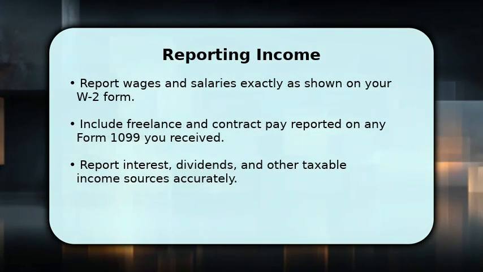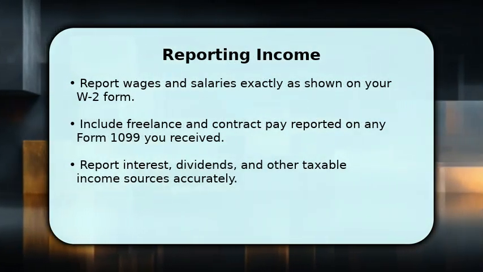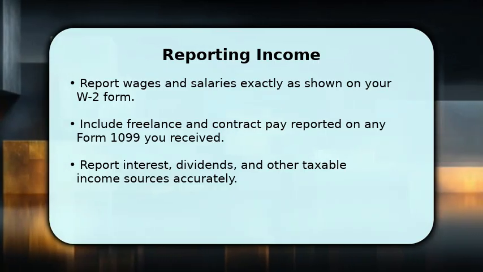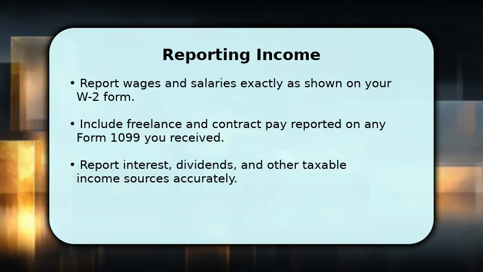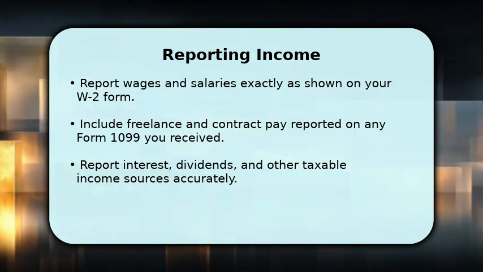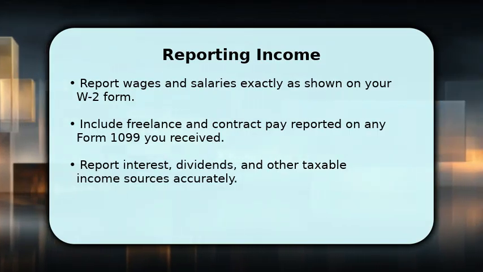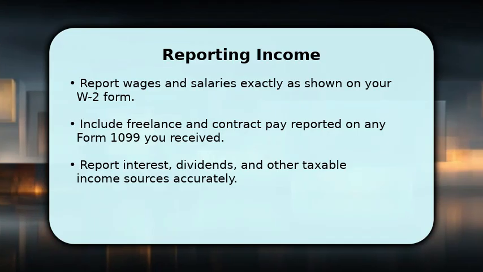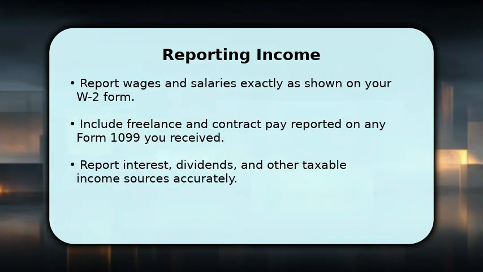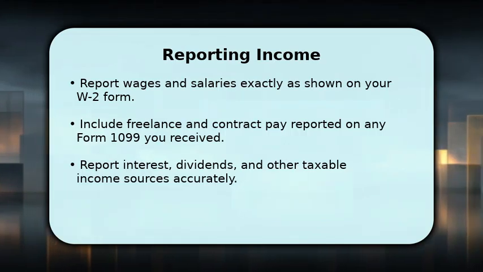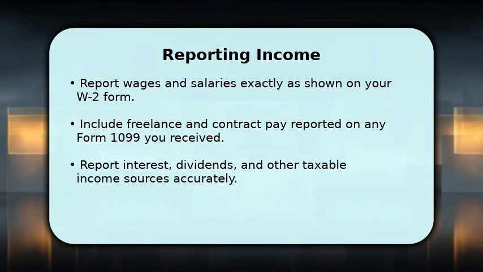Start by reporting each income source exactly as listed on official documents, including W-2 wages and Form 1099 amounts. Enter business or freelance earnings and set aside self-employment tax and deductible business expenses where applicable. Don't forget to record interest, dividends, and any other taxable income so totals match your statements. Carefully reconcile totals before moving to adjustments and credits to avoid mismatches during filing.